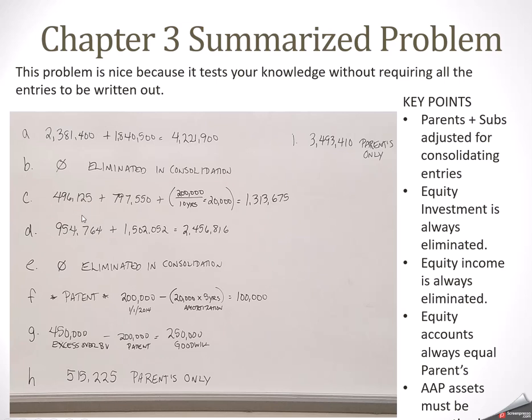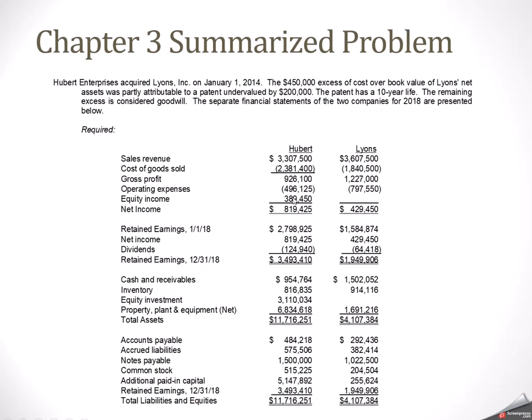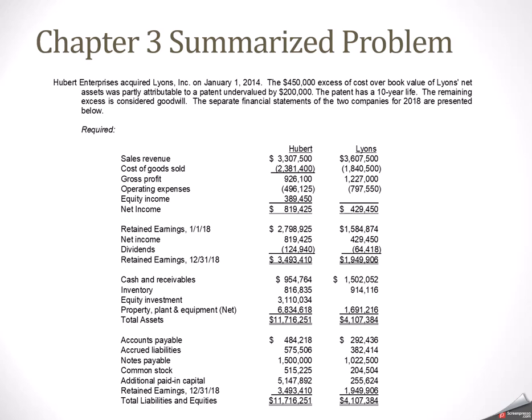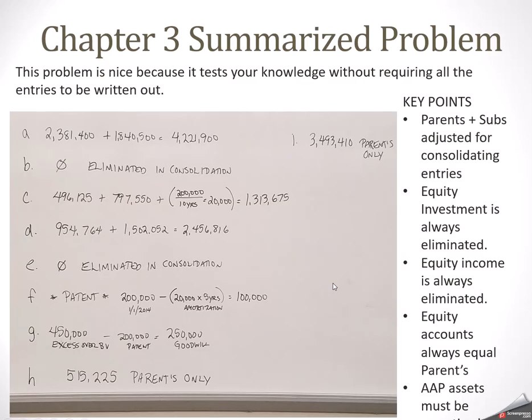Then C says what is our operating expenses. So our operating expenses are $496,125 for the parent, plus $797,550 for the sub. But then we want to remember in consolidation, we're going to amortize this patent. So the patent has a $200,000 value and a 10-year life. So that's $20,000 a year, so we have to add all 3 of those together. Then D is our cash and our accounts receivable. So again, no adjustments to those, so we just add those 2 together.